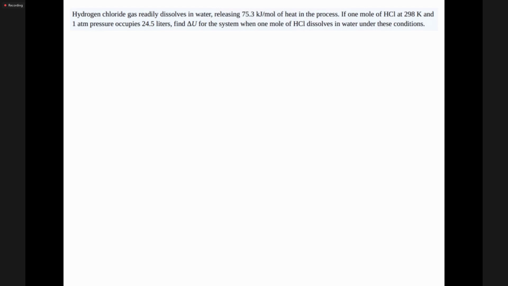Now, according to the question, you see that in the process, the volume of liquid remains practically unchanged. The hydrogen chloride gas readily dissolves in water, and at atmospheric pressure, we have 1 mole of HCl occupying 24.5 liters of gas. So if we calculate delta U, we first calculate delta V, that is the change in volume, which will be the volume of the HCl liquid minus the volume of the HCl gas.